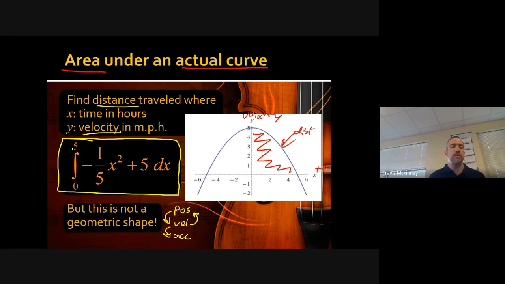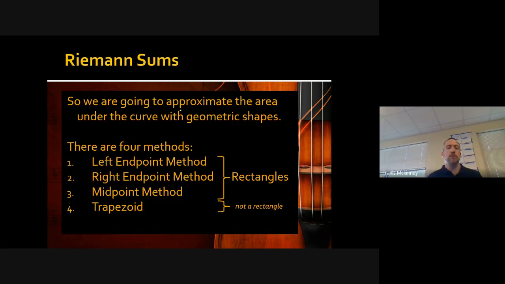So we're going to just do this problem over and over again today. We're going to try to figure out what's the area underneath the curve -1/5 x squared plus 5 between 0 and 5. Now, it kind of looks like it's a quarter circle or something like that, or a triangle, but it's not. It's part of a quadratic curve, so there's no geometric shape that will give us this area. So what we're going to talk about today is different ways that we can approximate it. So how can we get close to the right area?